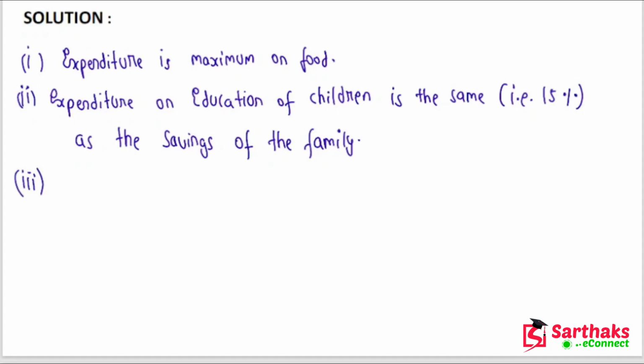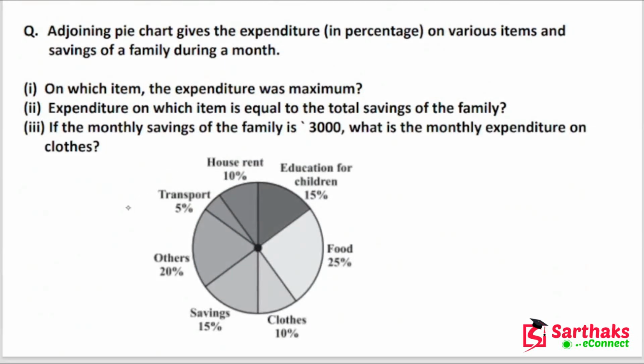Let us talk about the third part of the question, which simply says that if the monthly savings of the family is rupees 3,000, what is the monthly expenditure on the clothes? Now the clothes consume 10%, so you can directly calculate the 10% of 3,000, what is it? 300 rupees. But let us find out how we calculated it.